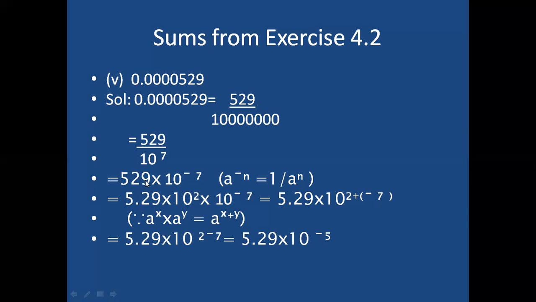This is 529. In that again we remove 100, that means take out 100 from this. So we can write this as 5.29 into this 100. I will represent it as 10 into 10, that is 10 square, into 10 to the power of minus 7. So 5.29 into 10 to the power of 2 plus minus 7. A power x into a power y is equal to a power x plus y. So 5.29 into 10 to the power of 2 minus 7. So 2 minus 7 is what? Minus 5. So the answer is 5.29 into 10 to the power of minus 5.